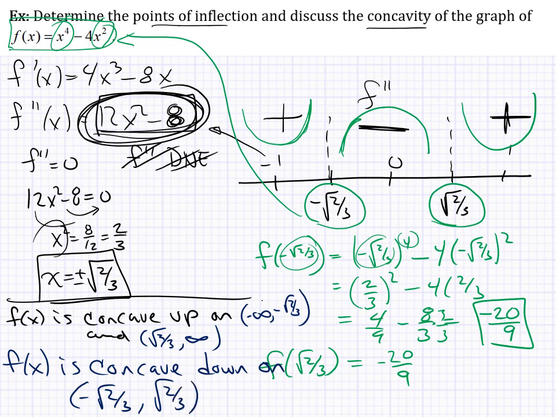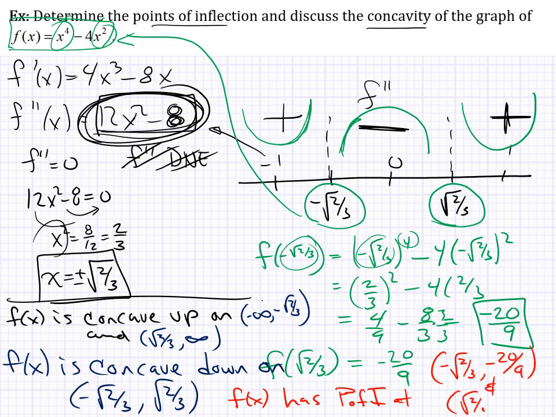And we can say that f of x has points of inflection at negative root 2/3, negative 20 over 9, and positive root 2/3, negative 20 over 9. Okay.